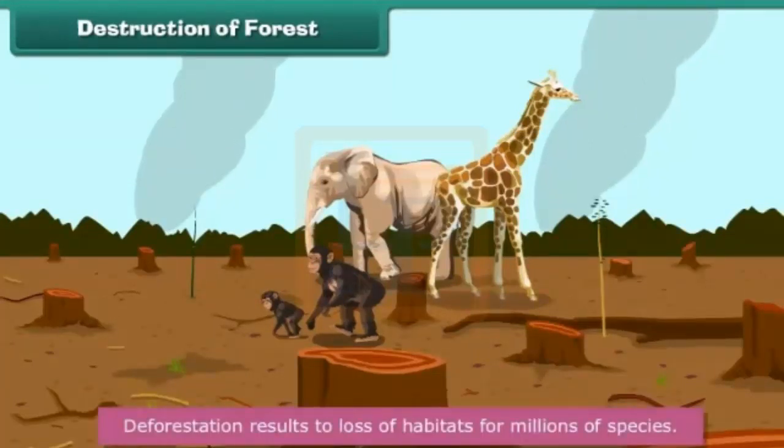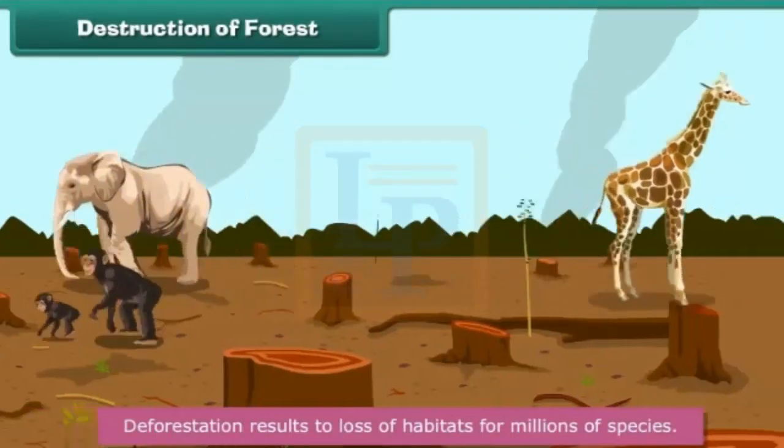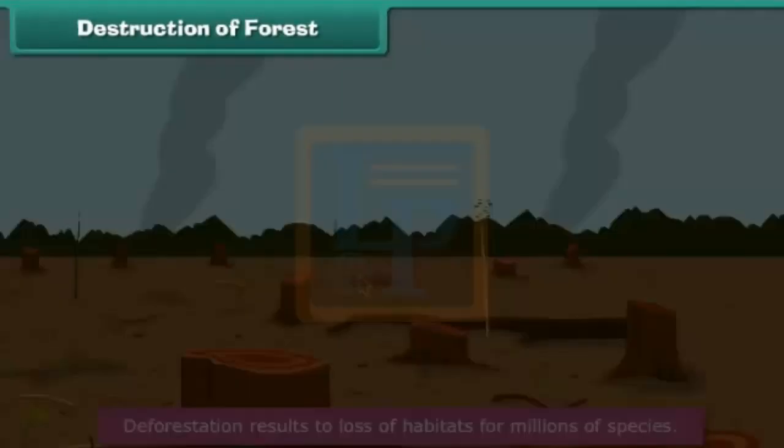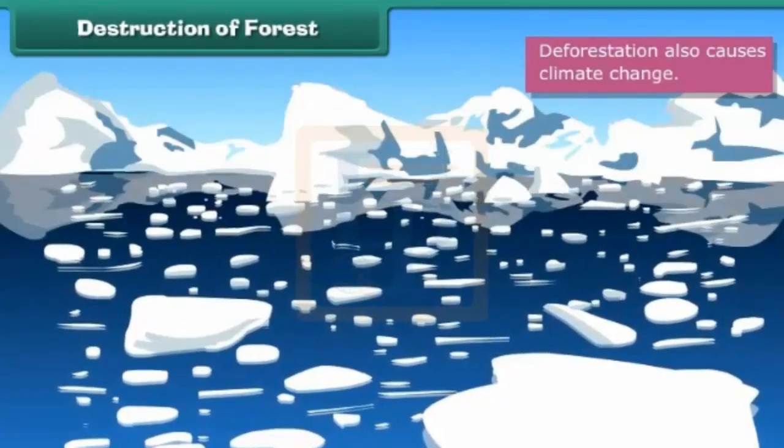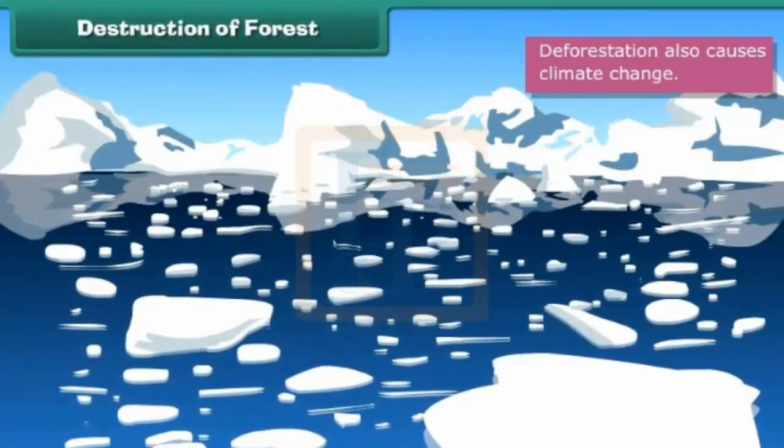The most severe impact of deforestation is the loss of habitats for millions of species. Deforestation also causes climate change because trees absorb the greenhouse gases. It leads to global warming. We can't survive without trees, and that we have to understand.